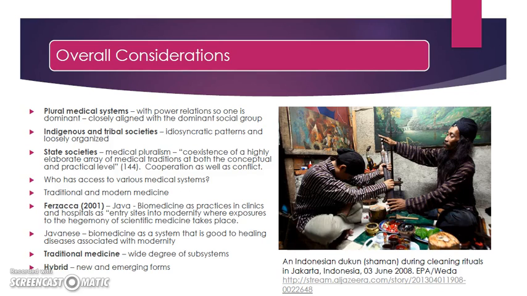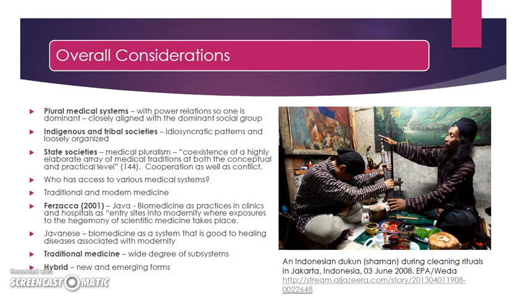Singer and Baer note that indigenous and tribal societies have idiosyncratic patterns and loosely organized medical systems overall, whereas state societies, wherein medical pluralism is said to exist, involve the coexistence of a highly elaborate array of medical traditions at both the conceptual and practical level, noting the cooperation as well as the conflict between these complementary and alternative medical systems and the dominative system, the biomedical system overall. One of the key questions that critical medical anthropologists ask, and what is reflected in the text, is who has access to these various medical systems, both traditional as well as modern systems.